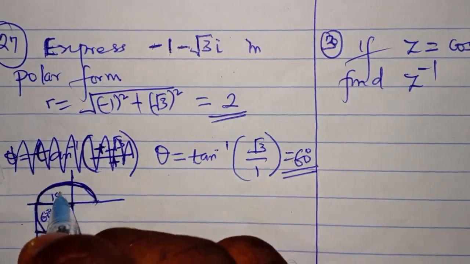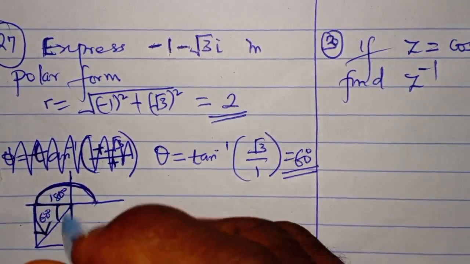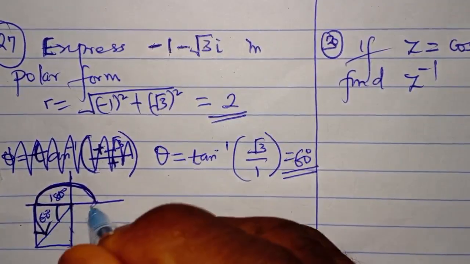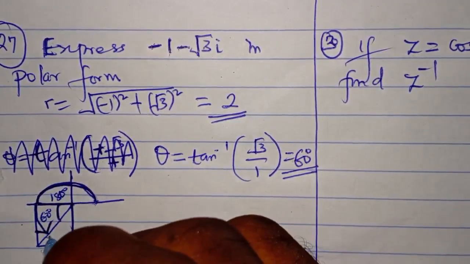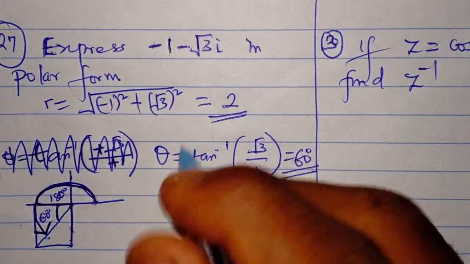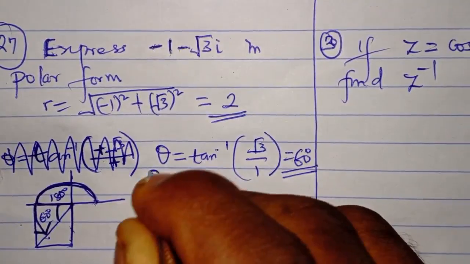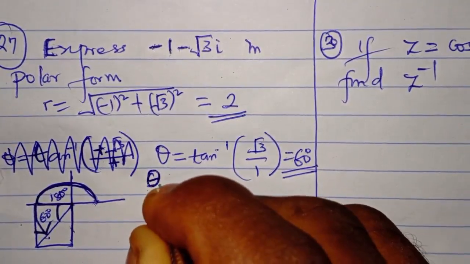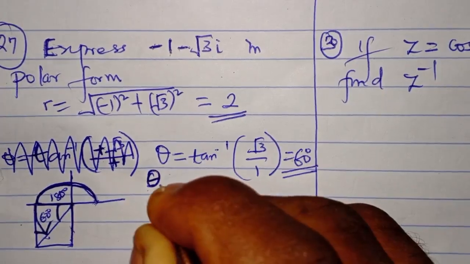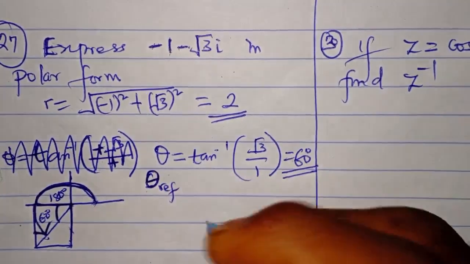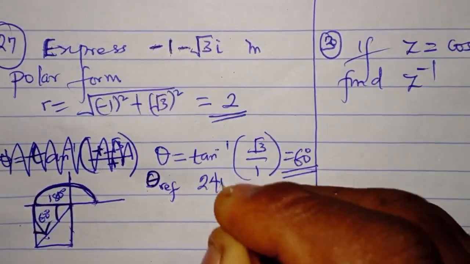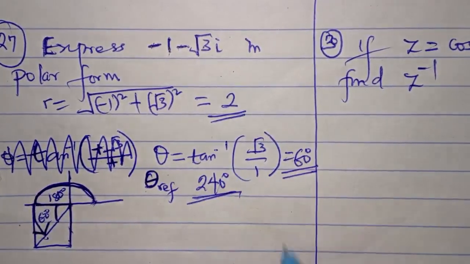From here to here is 180 degrees. So if I add 180 to 60 degrees, I'll get this full distance. 180 plus 60 degrees is 240 degrees. So the angle I'm going to use is 240 degrees. Let me call that one theta. The 60 is the reference angle. That's 240 degrees. That's what I'm using.